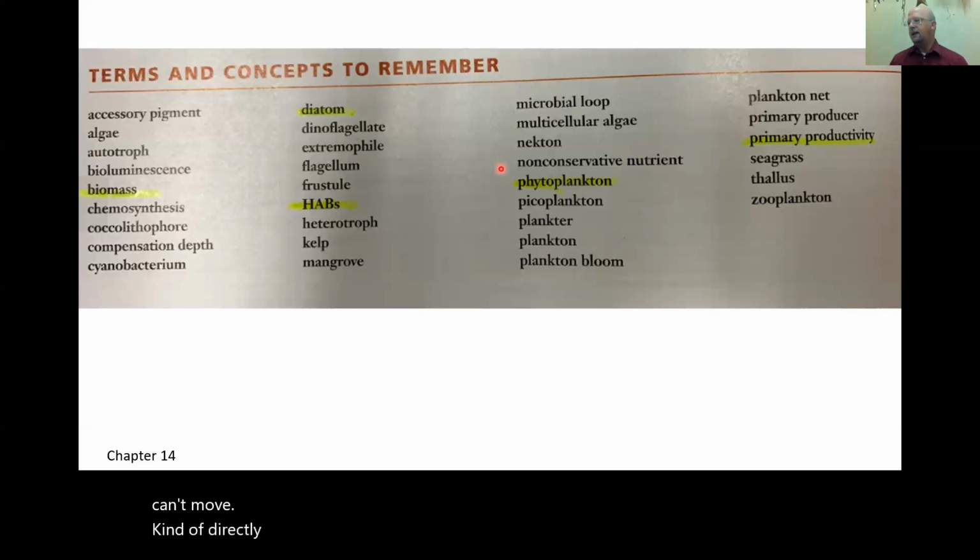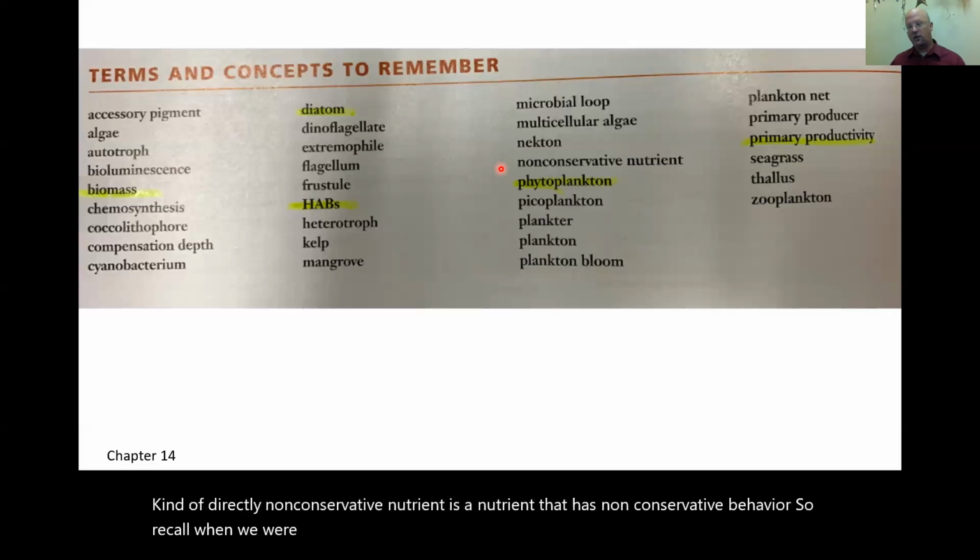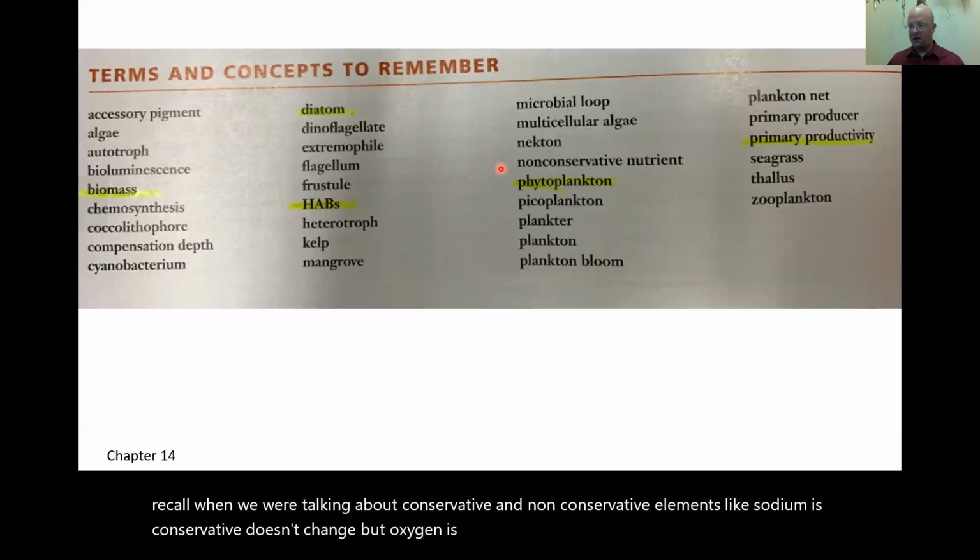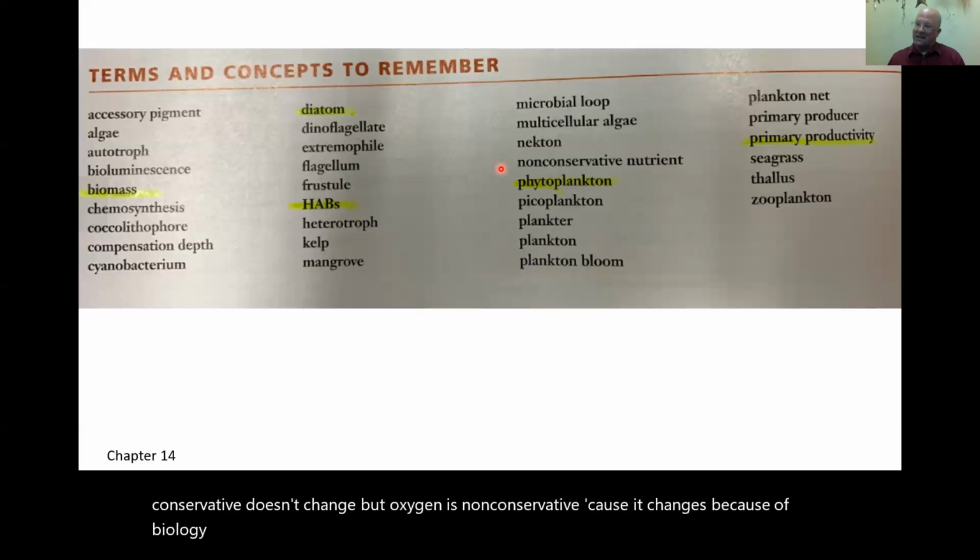Non-conservative nutrient is a nutrient that has non-conservative behavior. So recall when we were talking about conservative and non-conservative elements, like sodium is conservative, doesn't change, but oxygen is non-conservative because it changes because of biology in the water. Same thing with nutrients, right? Nitrogen and phosphorus. Those are the two big ones you need to know about.